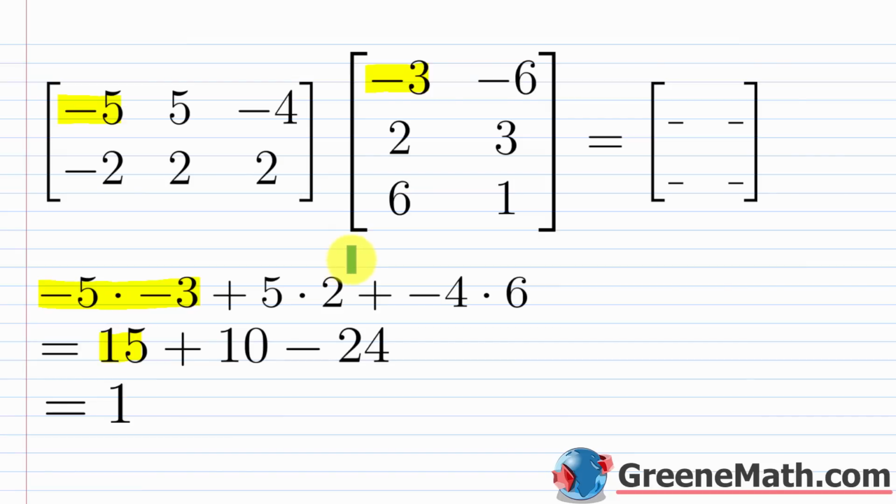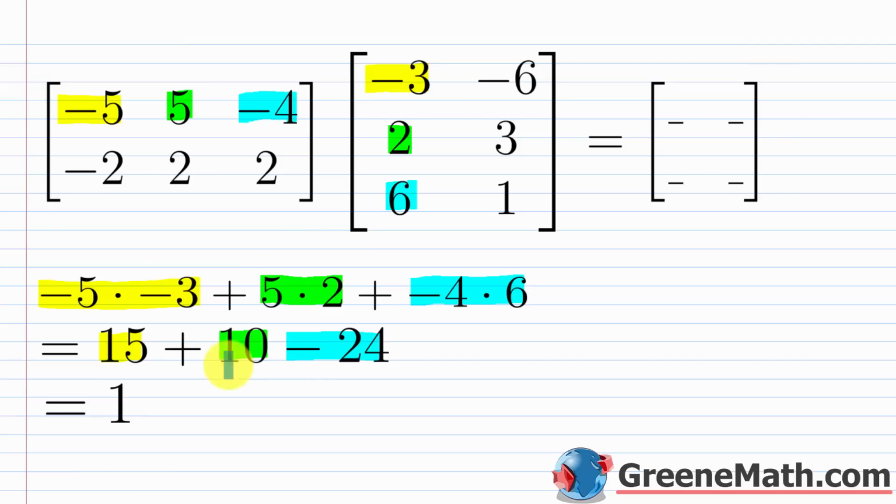Then let me change my color. You're then going to go to the second element in that first row. This is 5 right here. You multiply that by the second element in the first column, that's this 2 right here. So you get 5 times 2, and that's going to give me 10. Then lastly, you move on to the third and final element in that first row, and multiply it by the third and final element in that first column. So -4 times 6 gives me this -24.